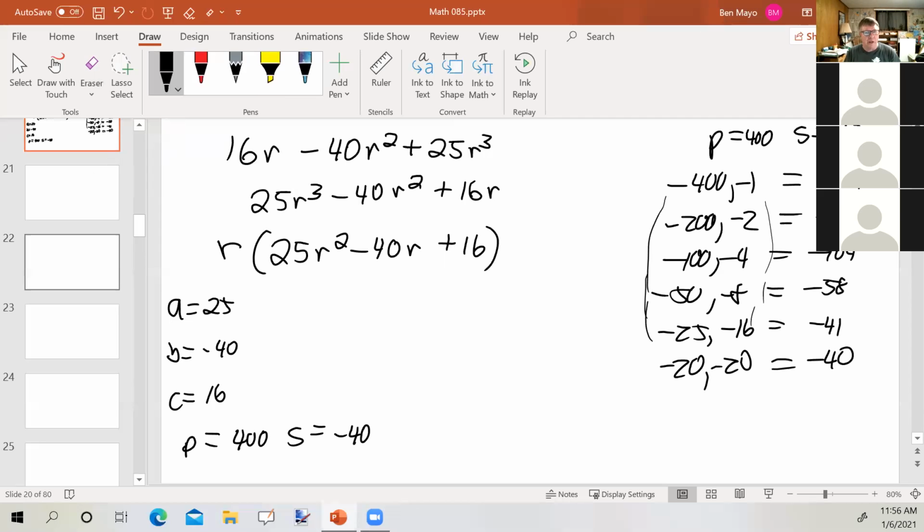Now that's kind of a long way to go, but some of us may need that. Like I said, if you can't just look at it and say, oh, negative 20 and negative 20, some of us will, some of us won't. So there's our two numbers, all right?